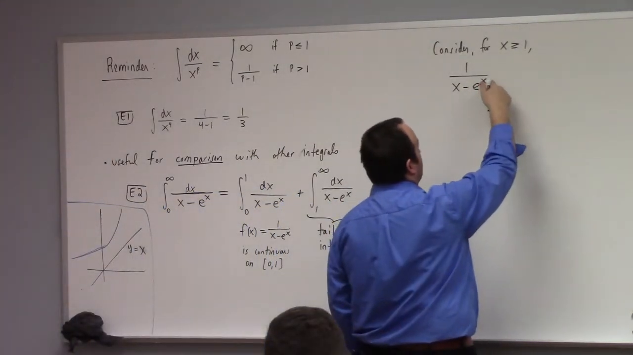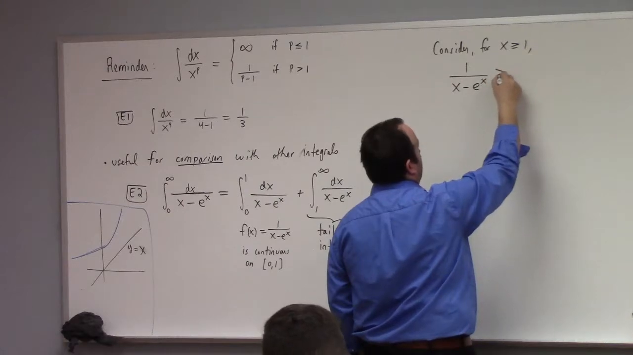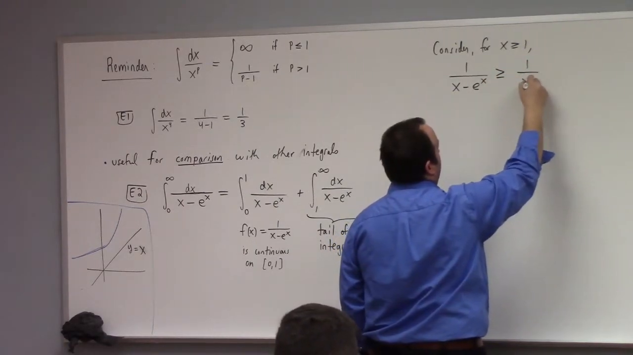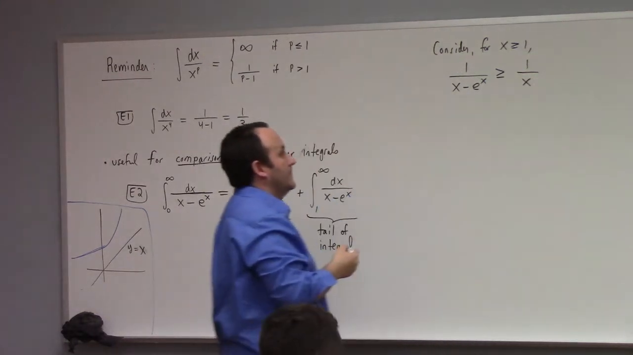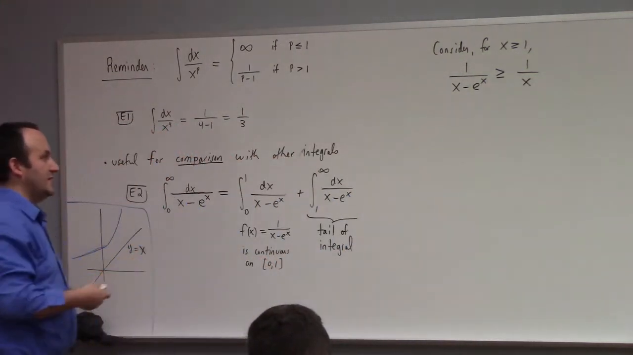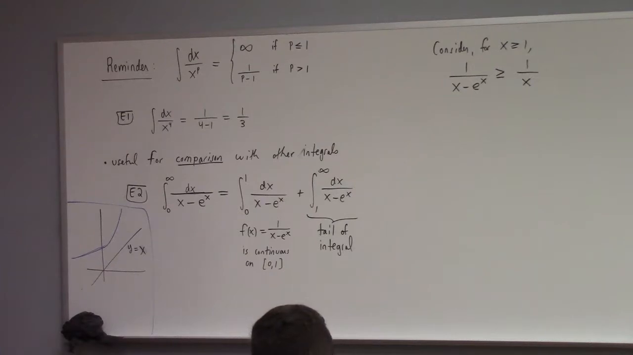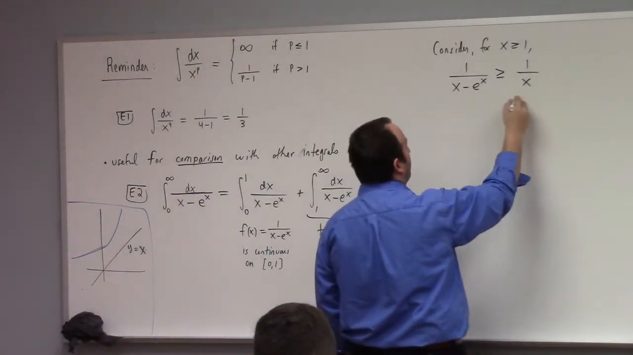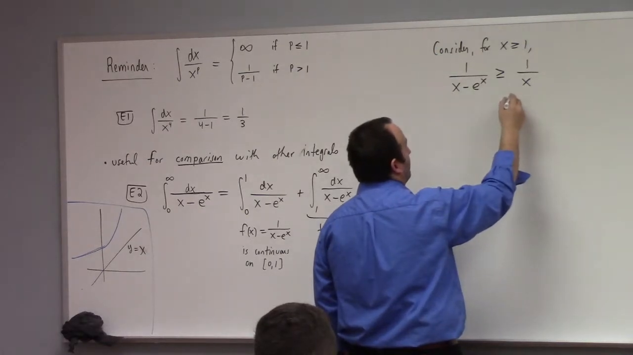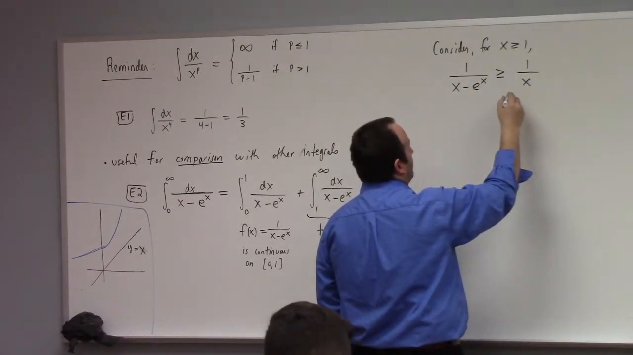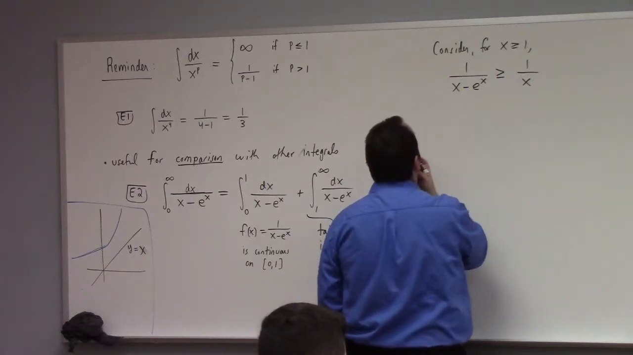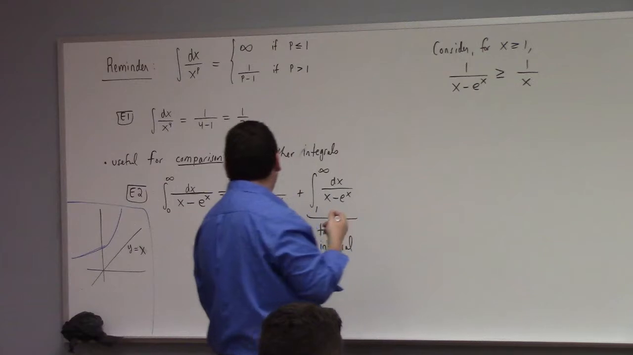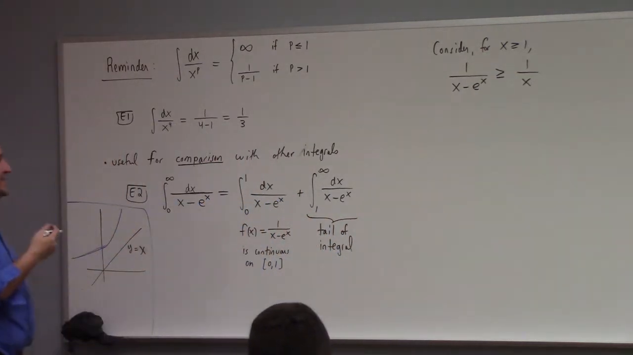So is this greater than or equal to 1 over x? What do you think? Is that a legitimate inequality that I've just written? Why is that true? What have I done going from here to here? Right. Oh, I know what's wrong with my example. Why is this example bogus?